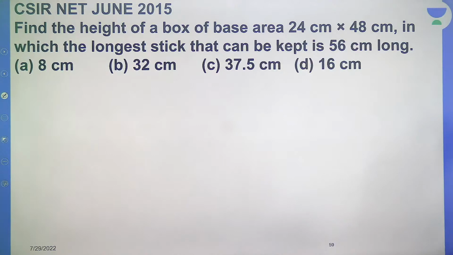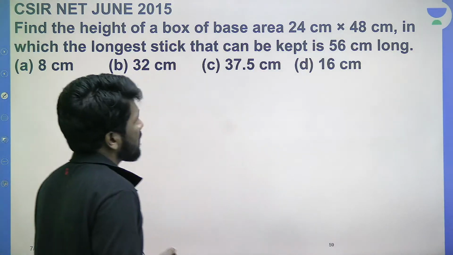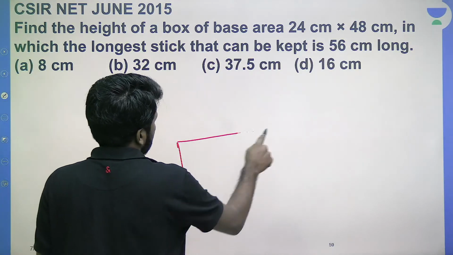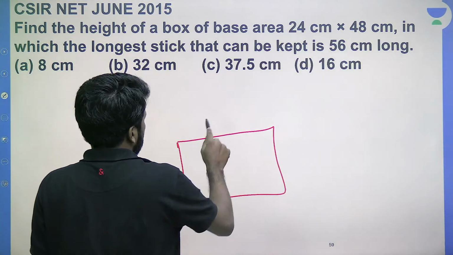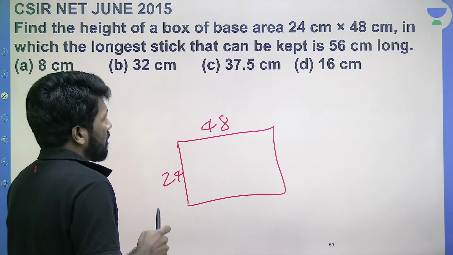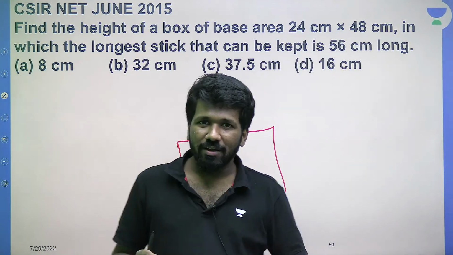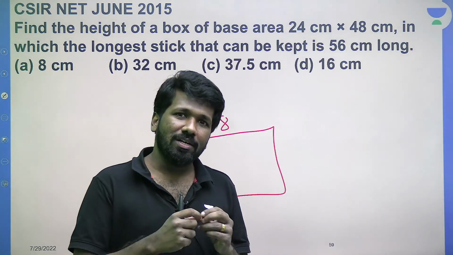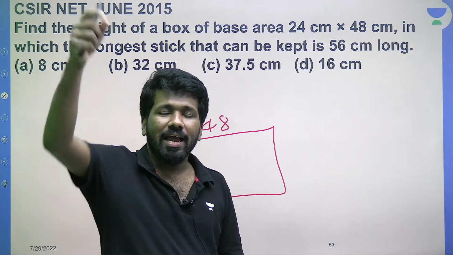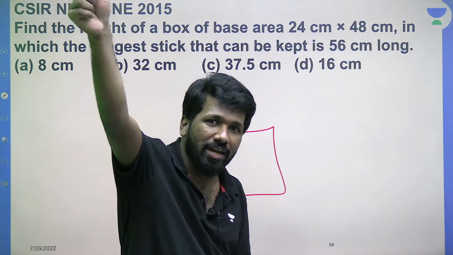Okay, so I'll explain. Find the height of a box of base area 24 centimeter and 48 centimeter. So if this is 24 and this is 48, the longest stick that can be kept is 56 centimeter. Again, you have to think about the space coordinates. Think about your room. In your room, what is the longest length you can form? That will be the diagonal length. Which diagonal length? Yeah, we can say the body diagonal.